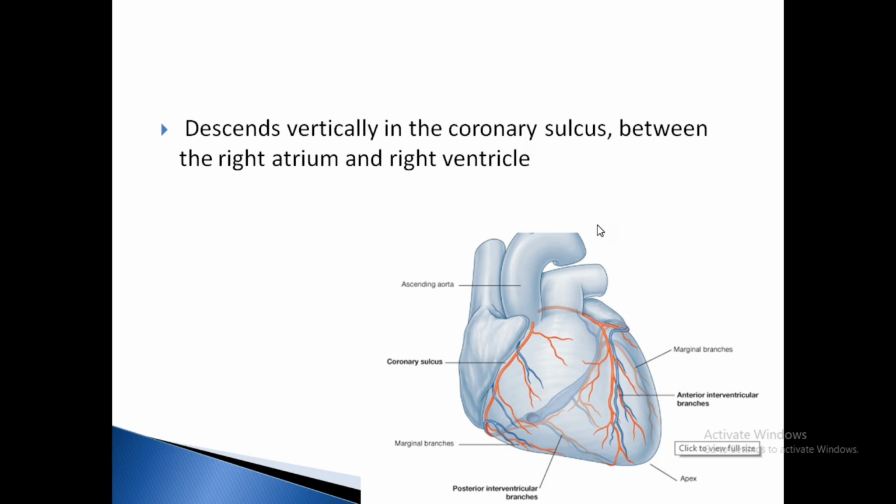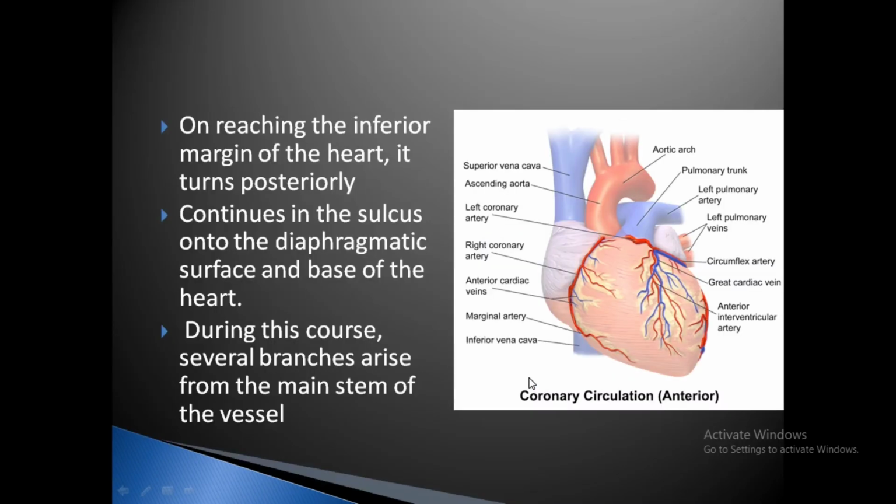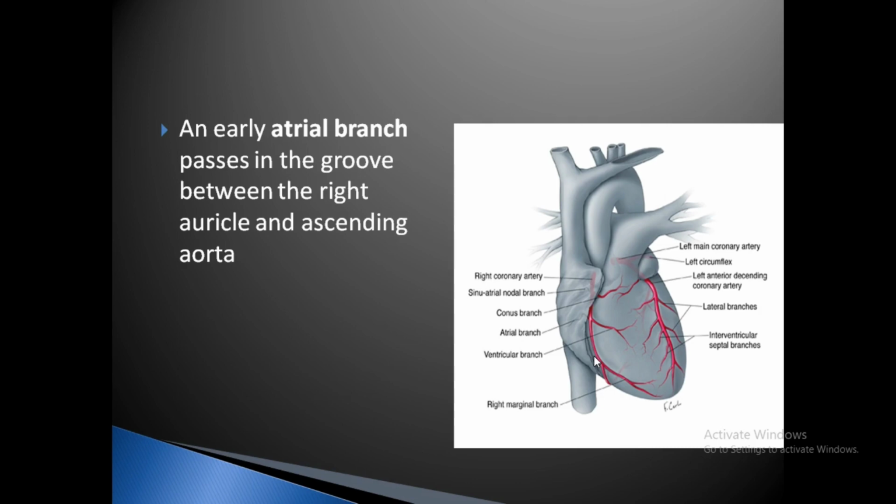Then it descends vertically in the coronary sulcus between the right atrium and the right ventricle. You can see that this is the coronary sulcus, where the right coronary artery descends between the right atrium and the right ventricle. On reaching the inferior margin of the heart, it turns posteriorly and continues in the sulcus on the diaphragmatic surface and base of the heart. During this course, several branches arise from the main stem of the vessel.